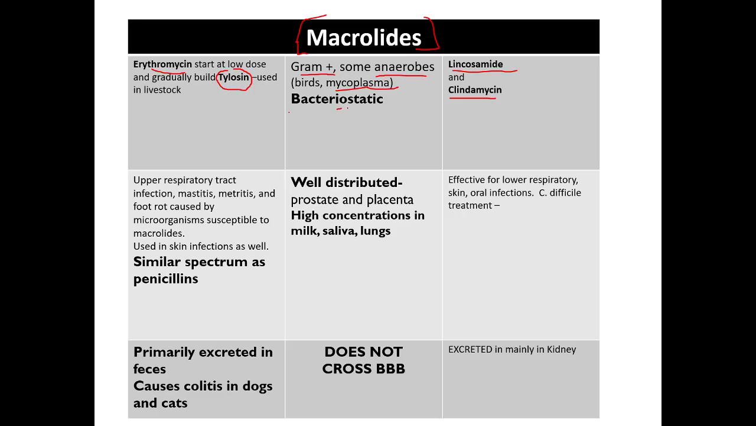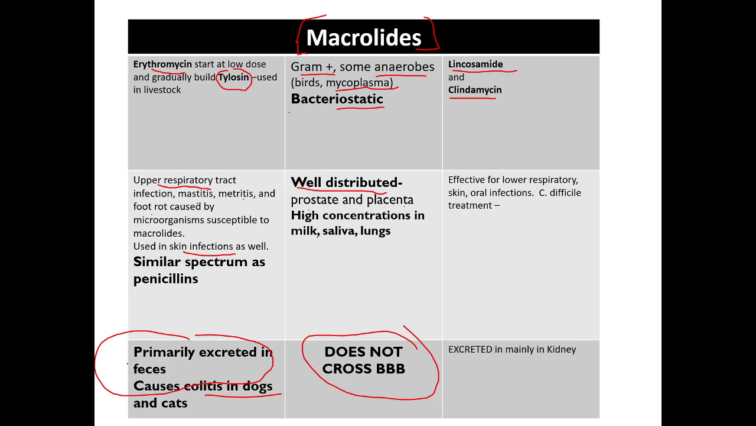These are bacteriostatic. They are both well distributed in the prostate and the placenta with high concentrations in the milk, saliva, and lungs. Does not cross the blood-brain barrier. So erythromycin we use for upper respiratory tract, mastitis, metritis, so reproductive tract, foot rot, if it's susceptible, and for skin infections. It has a similar spectrum to penicillins. It's excreted in the feces, so it can cause colitis in dogs and cats. So we have to be careful of that.